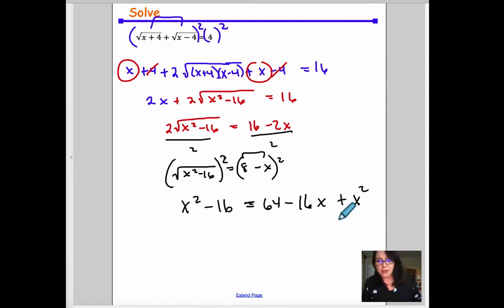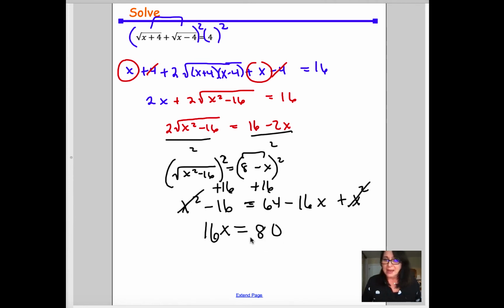At this point, what I need to do is combine. It does look like my x squareds are going to cancel, so those are gone. I'm going to move this 16x over to the other side and make it positive. So I have 16x equals, and then I'm going to add 16 to both sides, just the 16. And what is that going to be? 80. And lastly, I'm going to divide by 16 on both sides. In doing that, I get x equals 5.